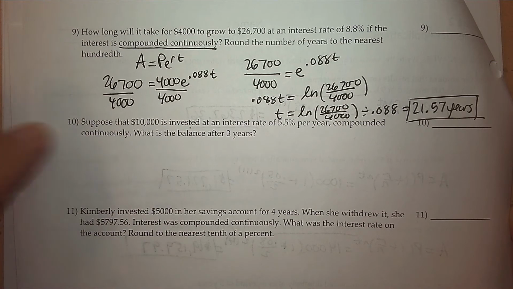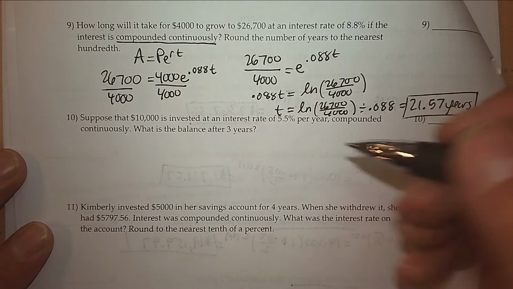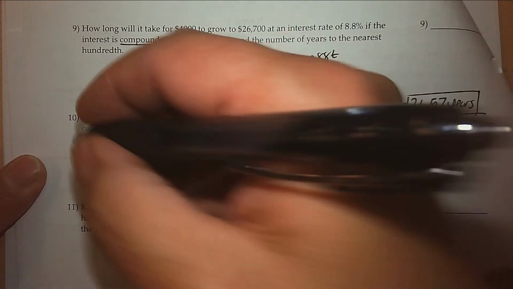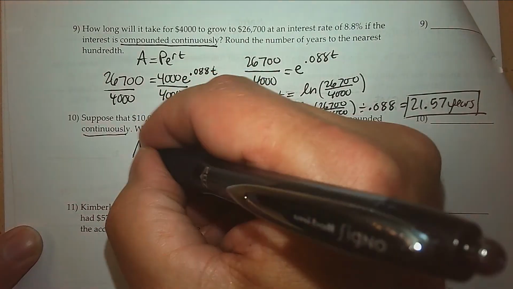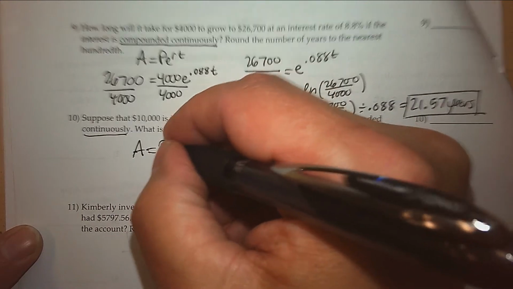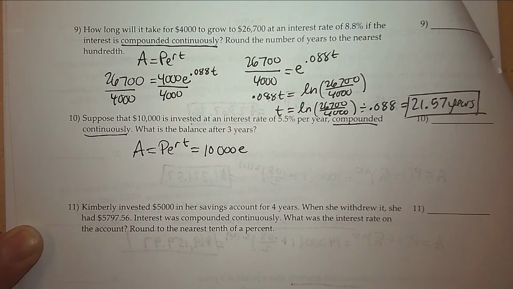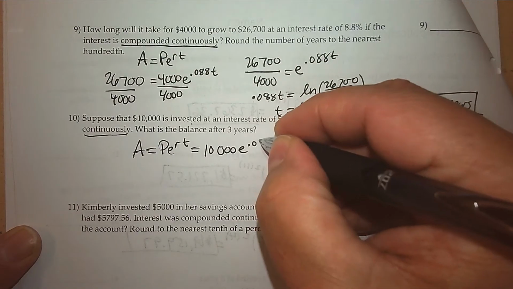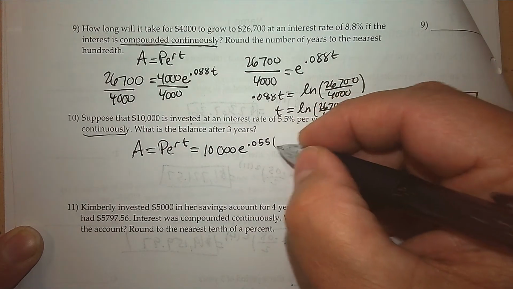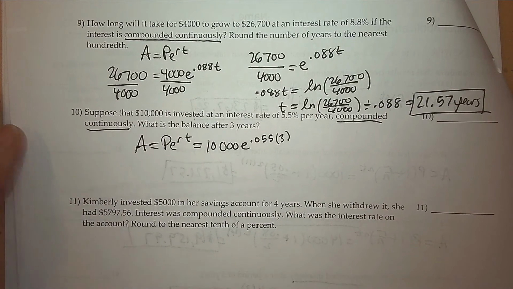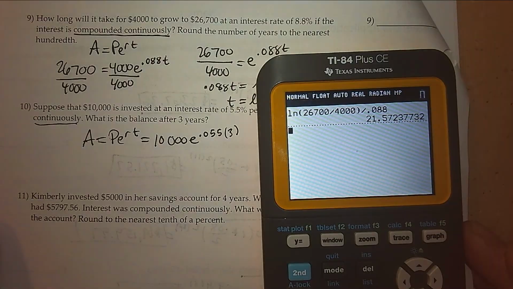All right, number 10. Suppose that $10,000 is invested at an interest rate of 5.5% per year. And again, the key word is compounded continuously. What is the balance after 3 years? So how much will be in there after 3 years? So the formula for compounded continuously, we have 10,000. We have an interest rate of 0.055. So be careful with that decimal. And then t is 3 years. And that's it. There's nothing to solve for because all the numbers we need are in the formula and we don't need to rearrange anything.